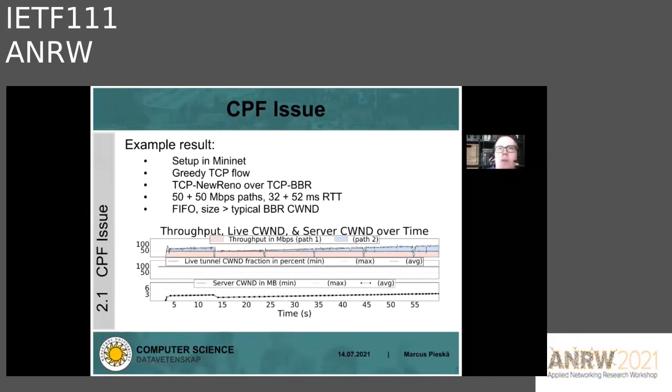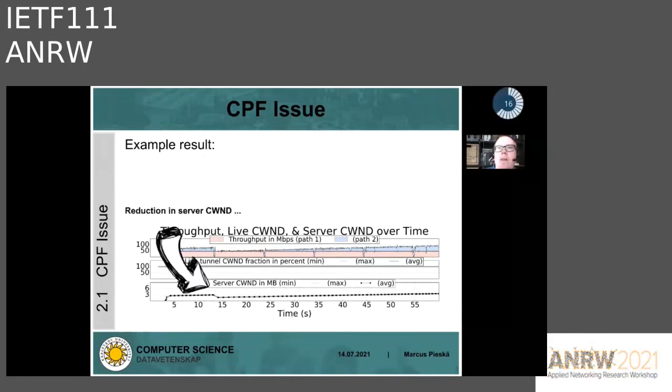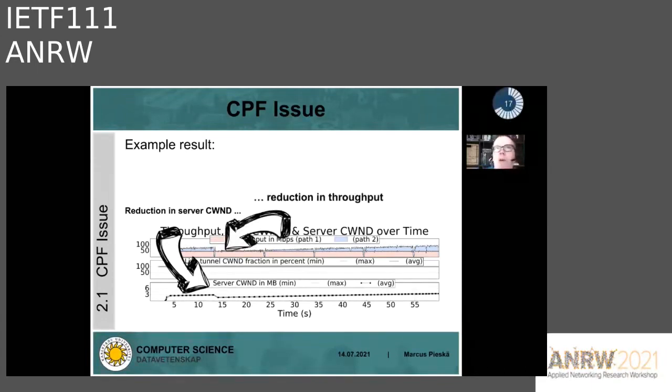Finally, we have a first in, first out queue at the bottleneck, which is large enough to hold the congestion window that BBR will tend to output. Please also note that the throughput in these plots are stacked, and that we therefore would like to see the throughput reach the 100 megabits per second line. The event highlighted here is a reduction in the server congestion window, which is expected from time to time as it's part of the normal congestion control cycle for TCP New Reno. This in turn is followed by a reduction in throughput.